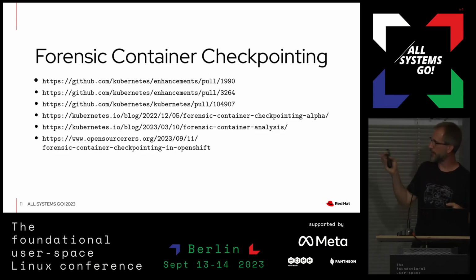The third link is the actual pull request for Kubernetes. The fourth and fifth are just documentation on how to use it in Kubernetes, and the last one is how to use it in OpenShift. That article was just released, I think, two days ago.